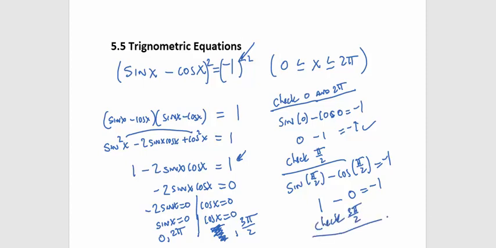That didn't work. And let's see, 3 pi over 2. So we have sine 3 pi over 2 minus cosine 3 pi over 2 is supposed to be equal to negative 1. Let's see, sine of 3 pi over 2, that is going to be negative 1. And cosine of 3 pi over 2 is 0. So sure enough, that one checks. That's a good solution. So it looks like we're just getting 3 solutions here: 0, 2 pi, and 3 pi over 2.